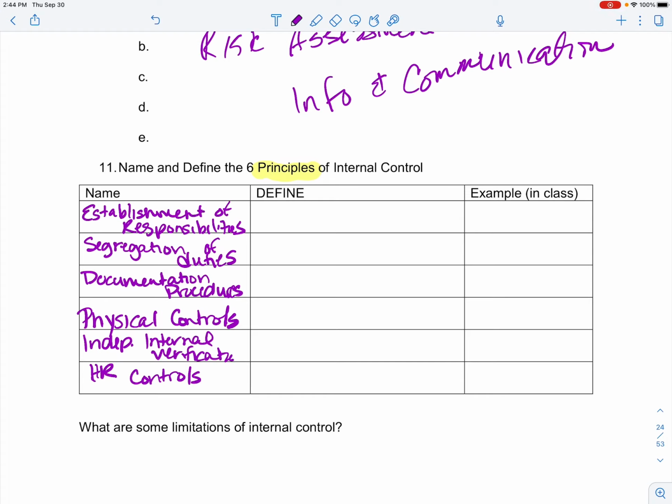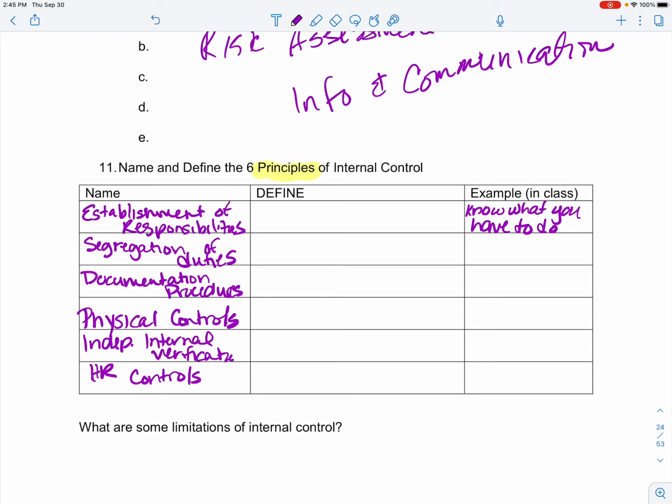But let me walk through these and give you some examples, because a lot of these could seem to fit within each other. So we really need to understand what the differences in each of these principles are. Establishment of responsibilities means you know what you have to do or what you're responsible for. So if at work, you're supposed to be the one who is ringing up everyone and someone else is supposed to be handling the customer service. It's knowing what you are responsible for in your job.